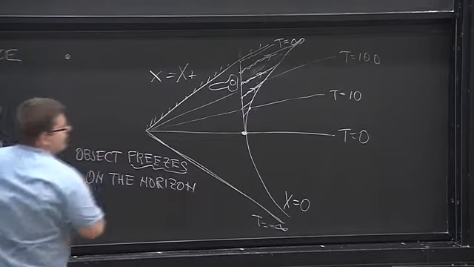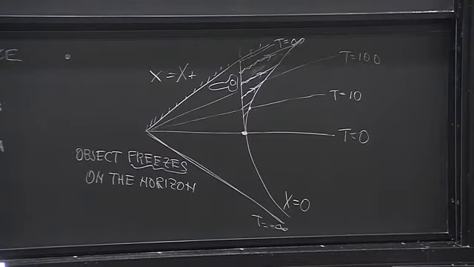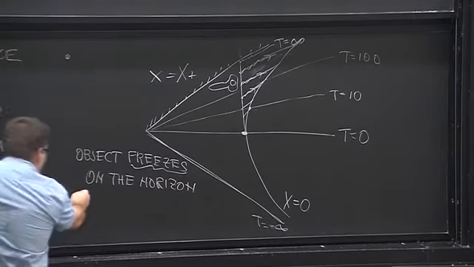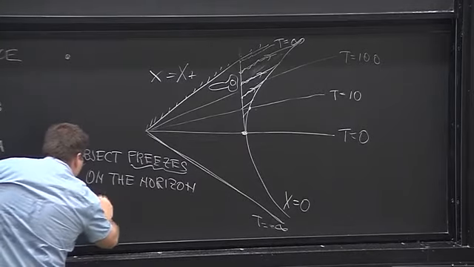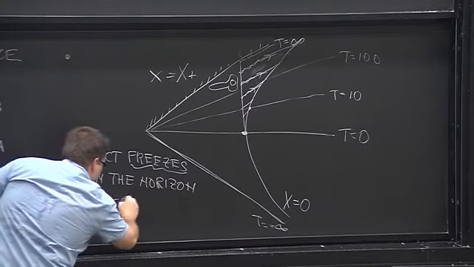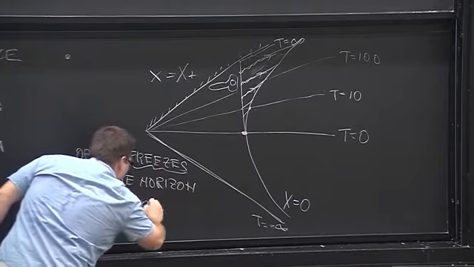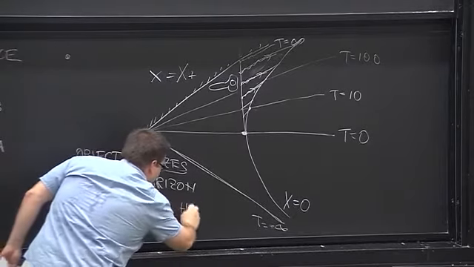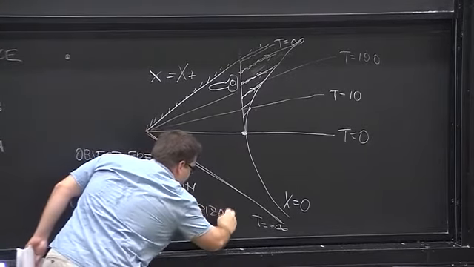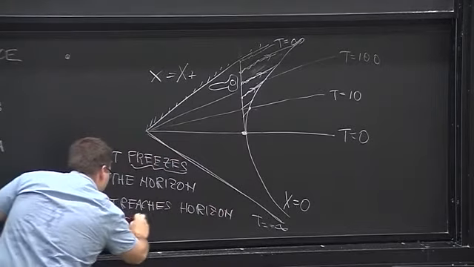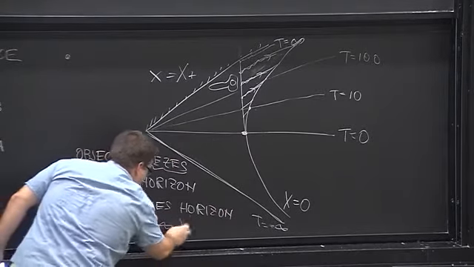The observer will never see the object, the flashlight, cross the horizon, because from his perspective, the object reaches the horizon at t equal to infinity. Object reaches horizon at t equal to infinity.